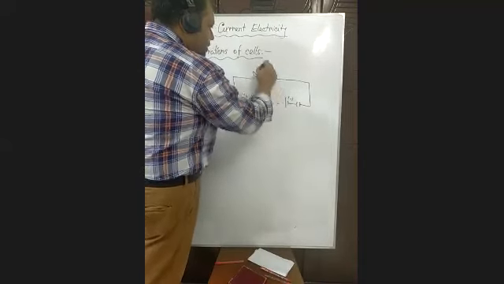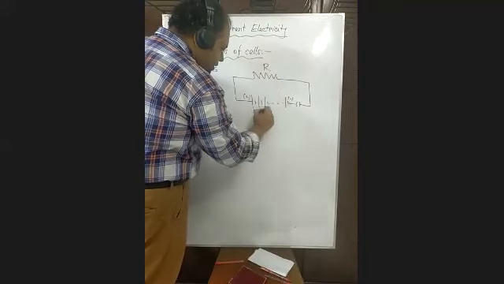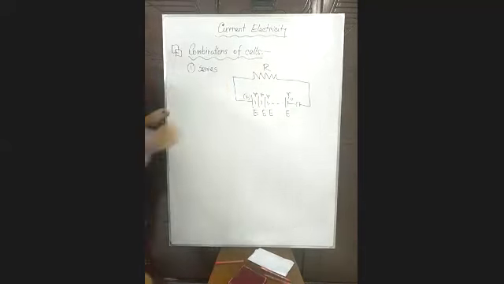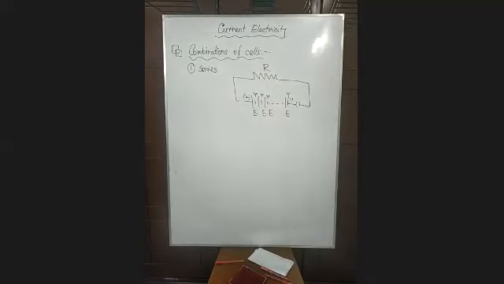Okay, I'm giving you the statement of this combination, and now the board is clear. All of us should write this. Let us consider n number of cells are connected in series combination.